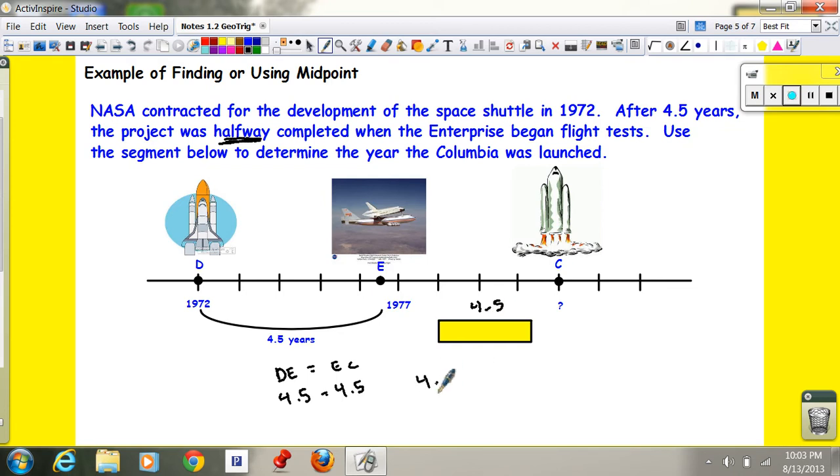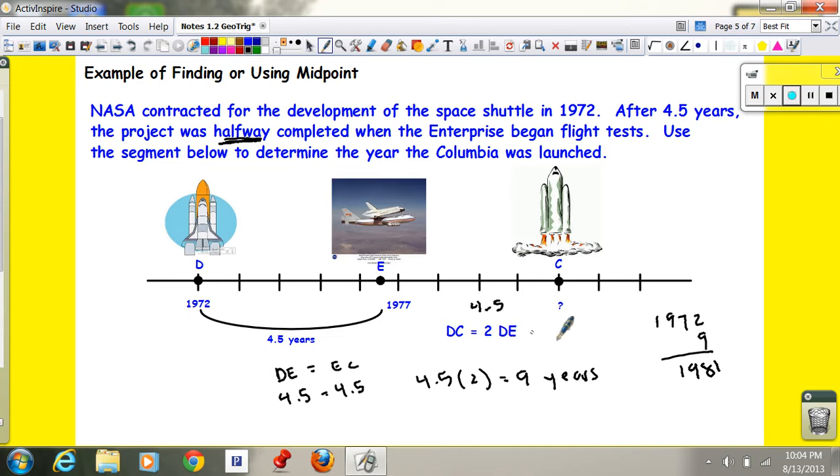So 4.5 times 2 of them, because you've got a 4.5 here and you've got another 4.5 here, that's going to give you 9 years. So from 1972, if you add 9 years, you're going to get 1981. Oops, not 1800s. 1981. So that's what this piece is going to be right there, 1981.